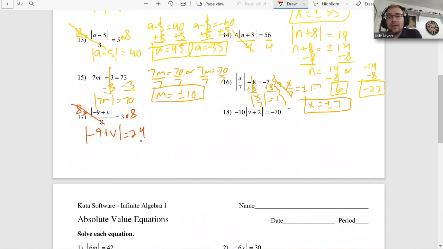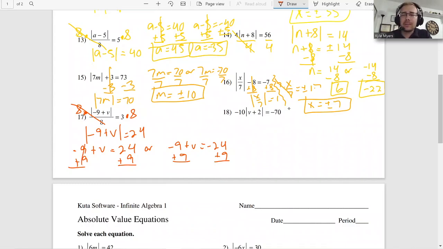Equals 24. Then I go inside the absolute value, right? So negative 9 plus v equals 24, or negative 9 plus v equals negative 24. So add 9, add 9, add 9, add 9. The reason why leaving the left side alone and changing the right side is usually better is because in both equations you have to do the same step or two to solve it fully.